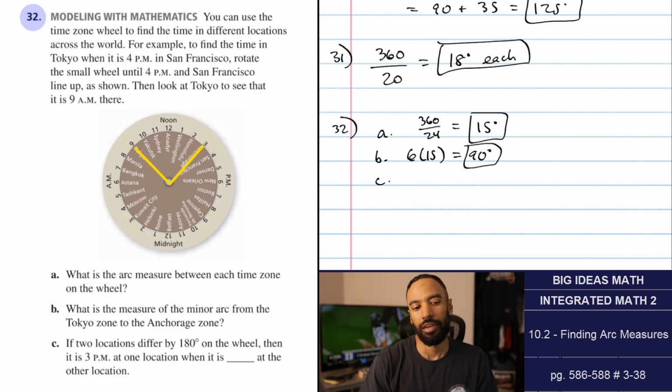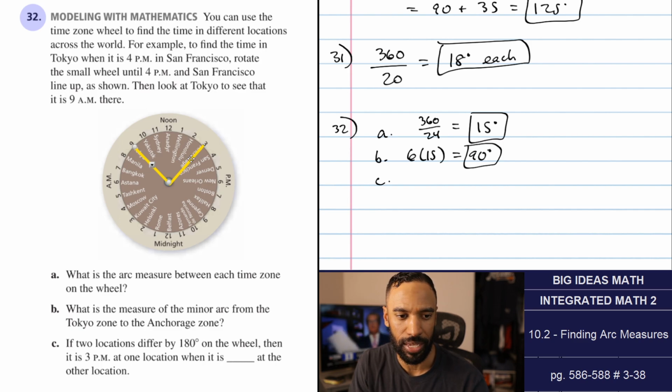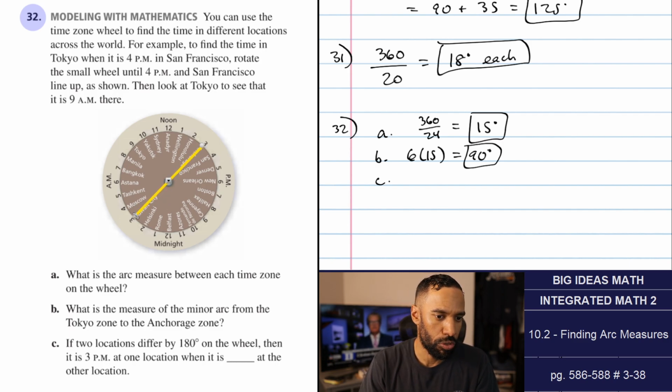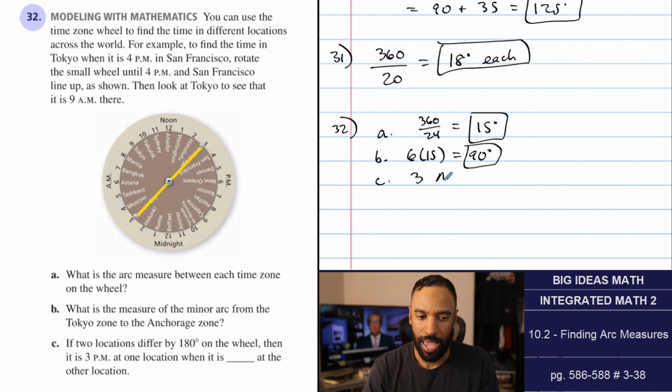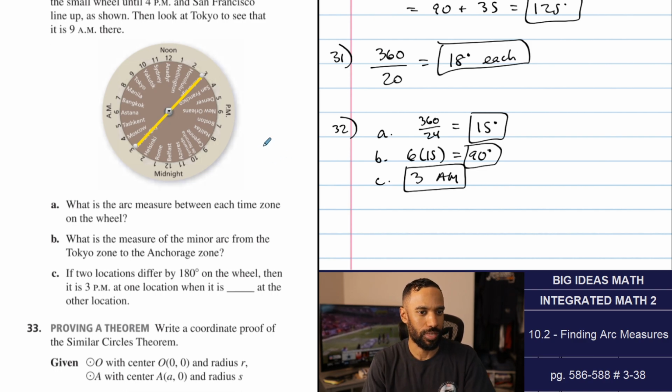Part C, if two locations differ by 180 degrees on the wheel, then it is 3 p.m. at one location when it is blank at the other location. So p.m., I guess it's the p.m. side right here. Let's just draw a diameter through there to the 3 a.m. Oh, duh. There would be 3 a.m. on the other side. So 3 a.m. if they differ by 180 degrees. Was that it? Okay. I thought they were going to make us do things with the time zones.